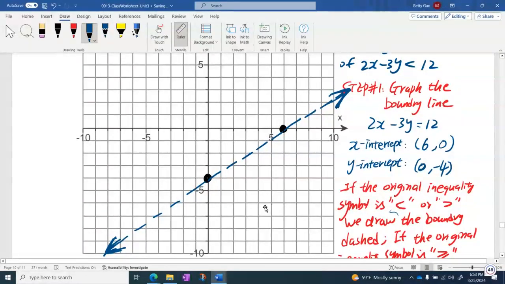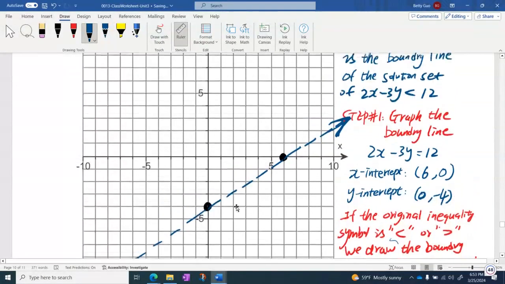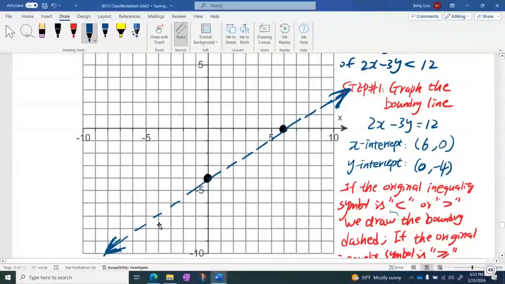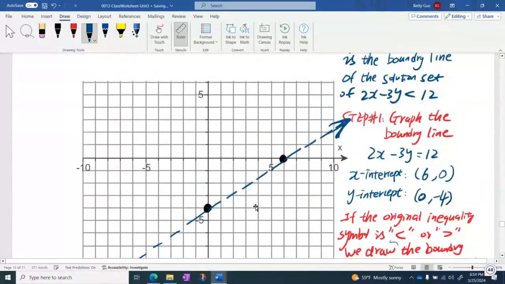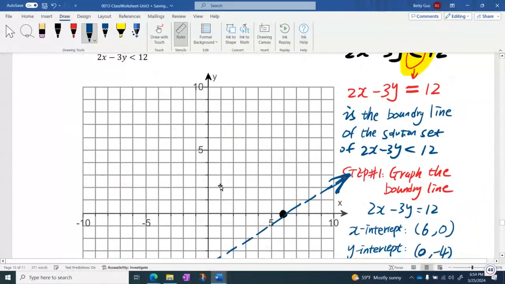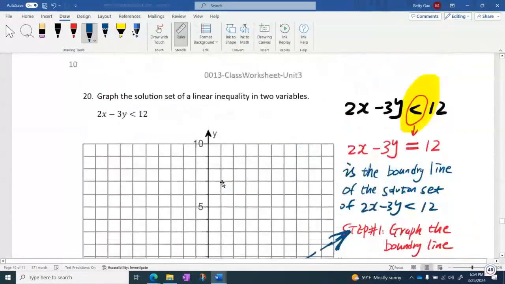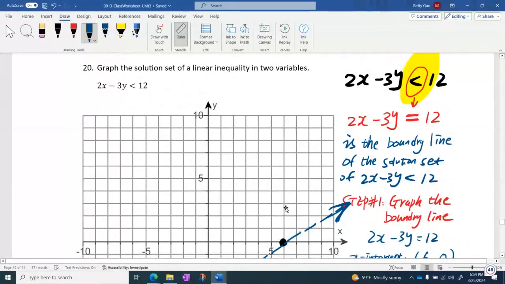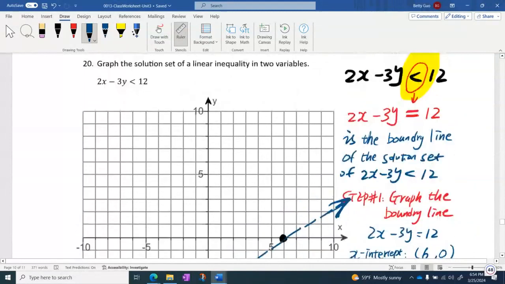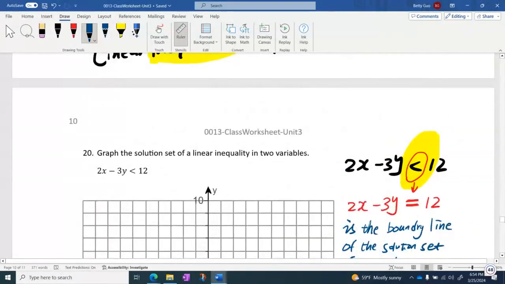The reason it is dashed is because we want to indicate the points on the line are not solutions. The points on the boundary line do not belong to the solution set. The ordered pairs satisfy the boundary line, but they do not satisfy the inequality because the inequality is strictly less than. For example, let's try (6, 0).